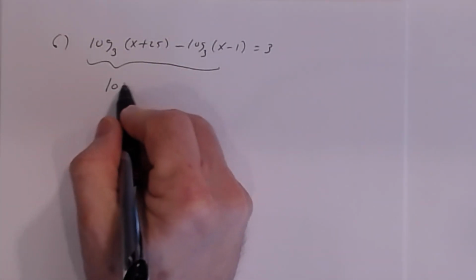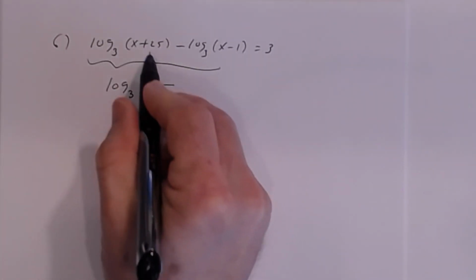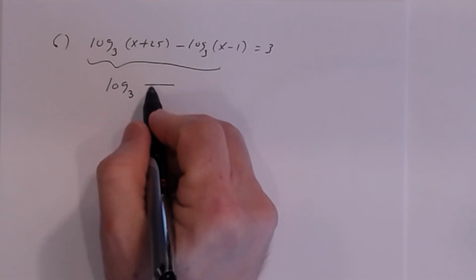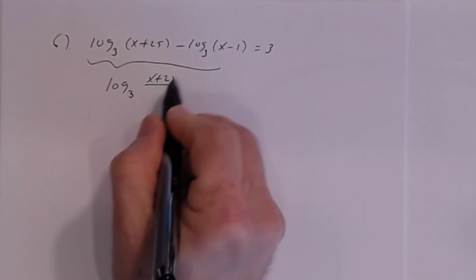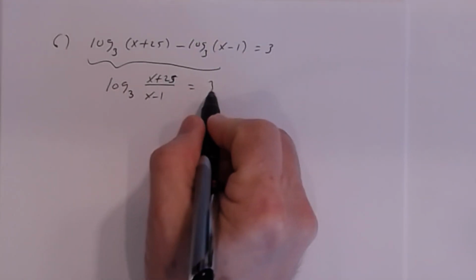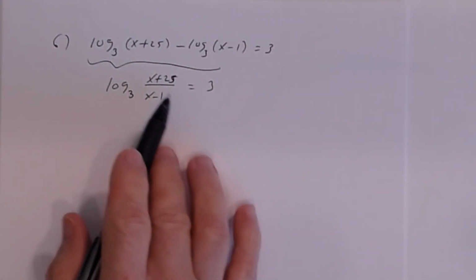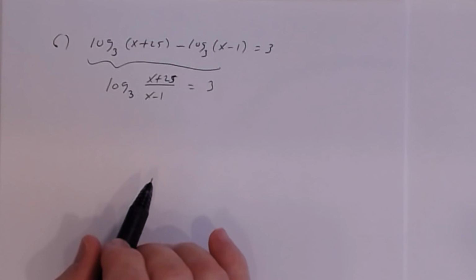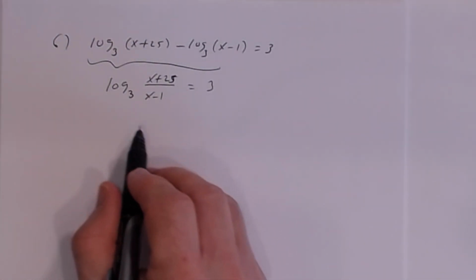So you're going to say the log base 3 of the numerator is going to be this first argument, and the denominator is the second one. That's 25, equal 3. And now, since I have a single logarithm, I can change it to an exponential. So I can get rid of those logs by changing it to an exponential.